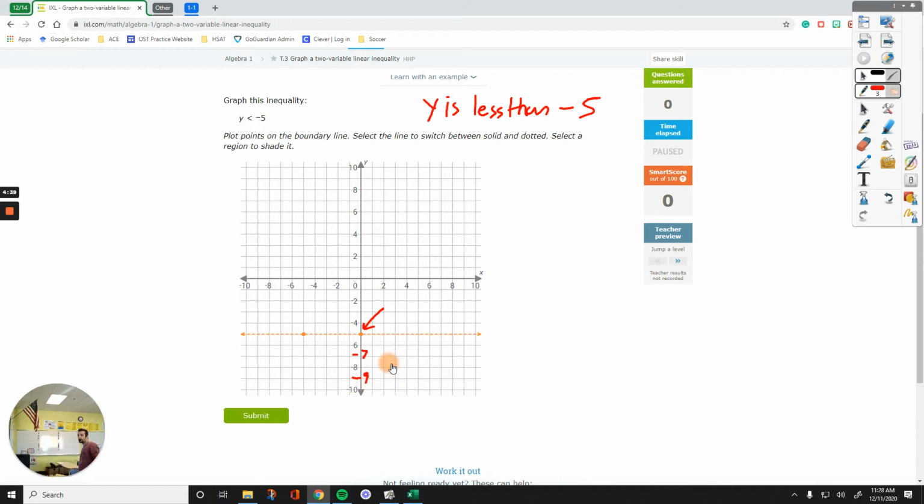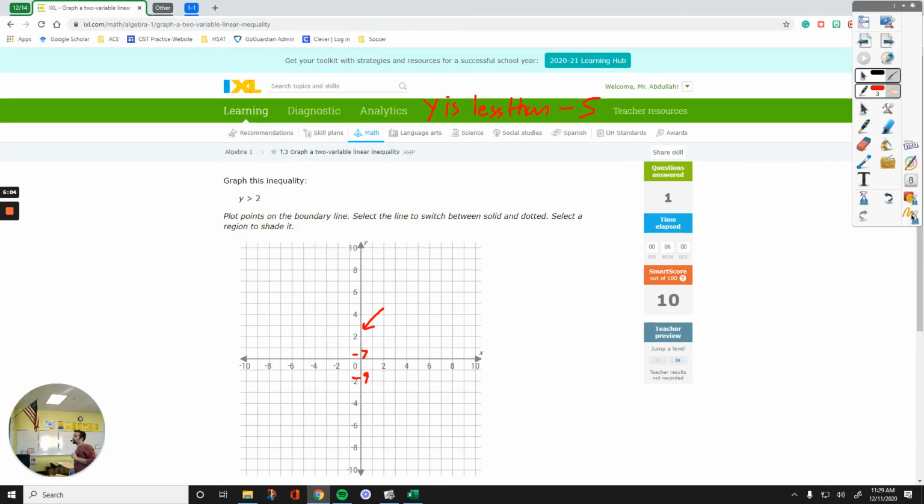What we need to do to shade is just think about the numbers. Think about the area that these numbers are in, and then just click that area, and that's it. All the numbers in that area are part of our solution set, because all these numbers are less than -5. Now let's submit this and then have another example.